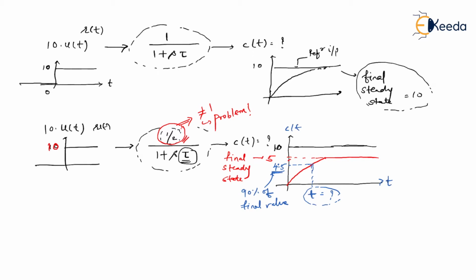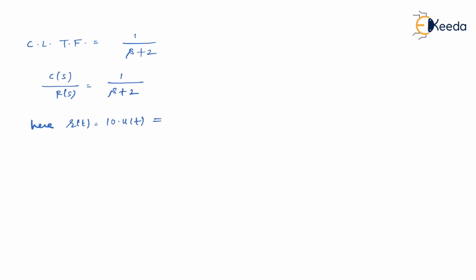So this is your actual c of t, that is the controlled output. We have to find the time at which it reaches 4.5, that is 90% of the final steady state value. Let me remind you, the closed loop transfer function that we have is 1 upon s plus 2. When I say closed loop transfer function, it means C of s upon R of s is equal to 1 upon s plus 2. Here R of t is 10 times u of t. Please don't forget that. Because of which I can say R of s is equal to 10 by s.